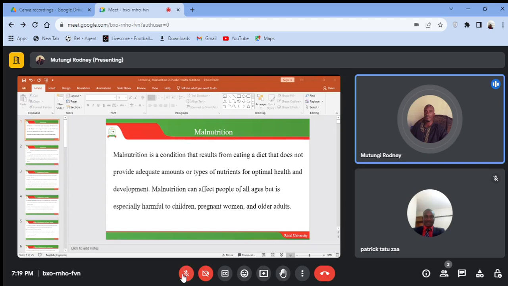So UNICEF has designed this framework for us to understand what could be the cause of malnutrition. Okay, why is malnutrition still a very big problem in our society? So it identifies those immediate causes of malnutrition, but from the immediate causes, we also have to appreciate that there are those underlying causes. But even the underlying causes have what we call the basic causes, or the root causes of this malnutrition.